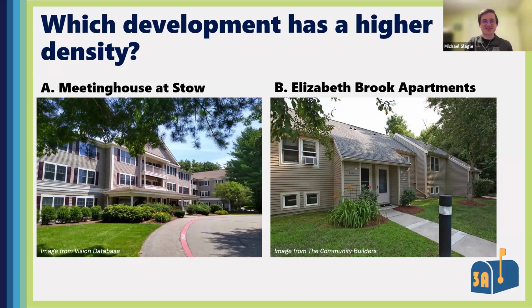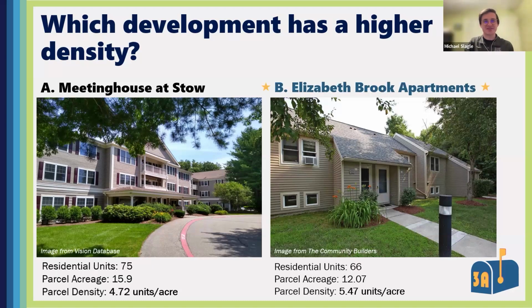We can show the next slide, which reveals that it is actually Elizabeth Brook Apartments that has a higher density than Meeting House at Stow. You can see that Meeting House at Stow has a fairly large parcel compared to Elizabeth Brook Apartments. It has 15.9 acres versus 12.07 acres. So they are similar in density, but not exactly the same.